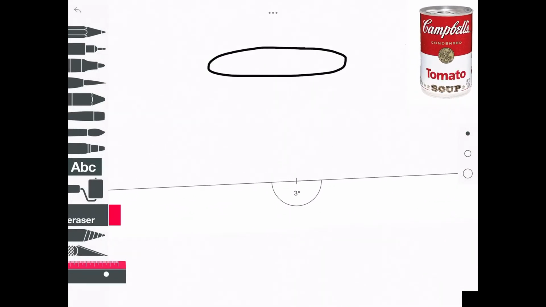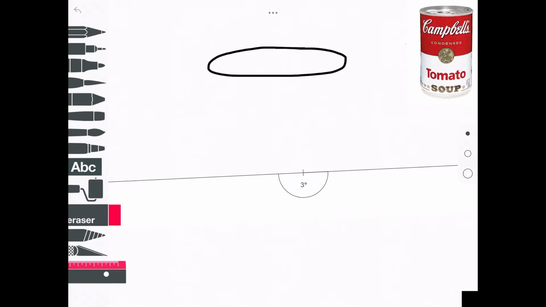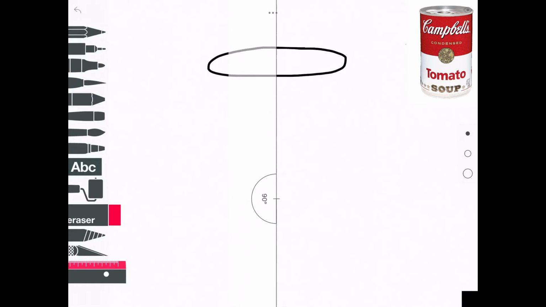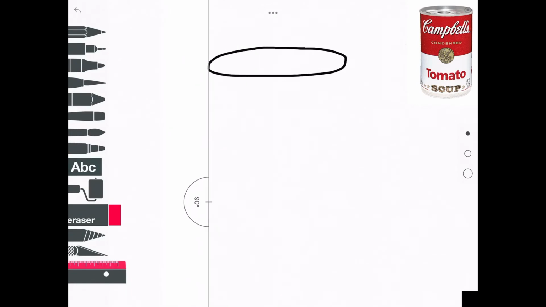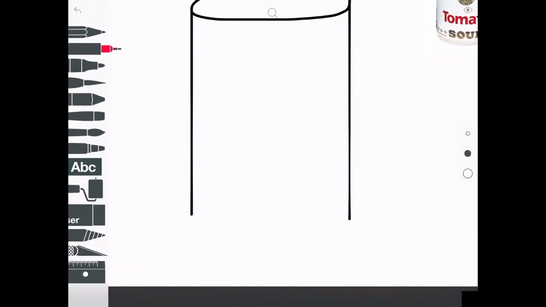And now I'm using the ruler tool. You can just click on it to get it on and off your screen. You use one finger to move it and two fingers to turn it. So you know that your ruler is going straight up and down if it says 90 degrees, and then you're going to draw a line. We use the ruler to help us draw a straight line. You're going to do this on both ends of the oval.